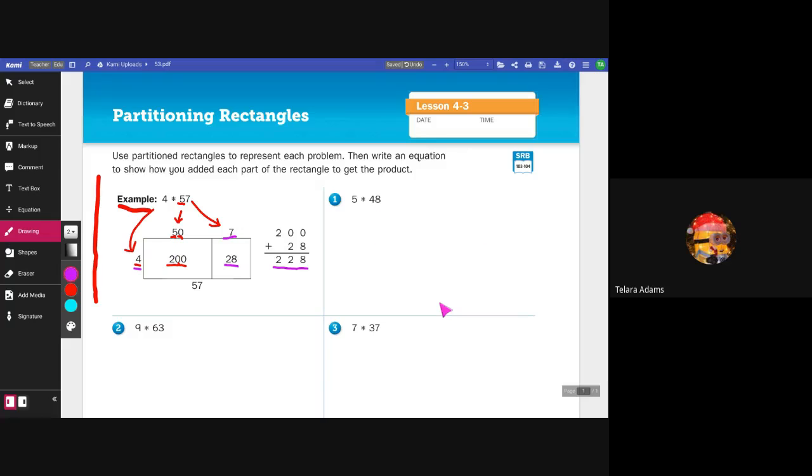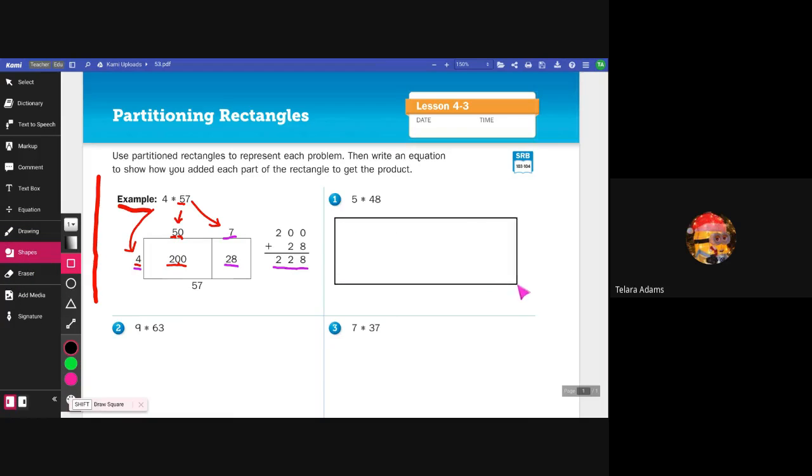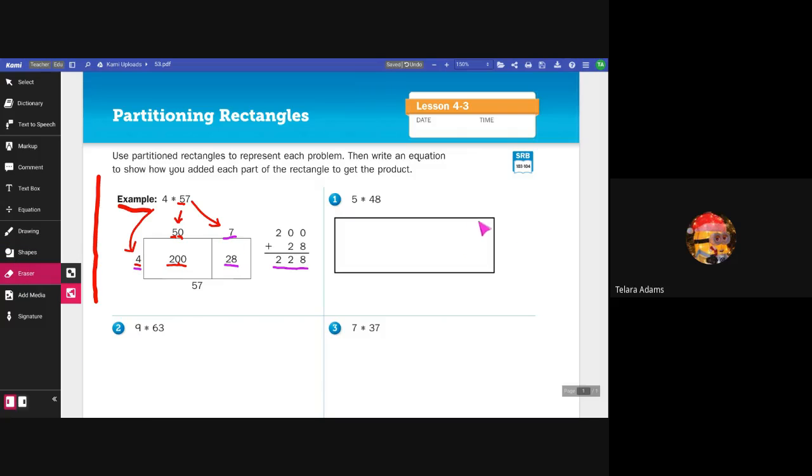Let's start the blank slate for number 1. The first thing I need to do is draw my rectangle. I'm going to go to shapes and I inserted my rectangle. Oh, that rectangle's too big. I went to shapes, there's my rectangle. I'm going to erase this tiny one. There we go. Now, I am going to multiply 5 times 48.